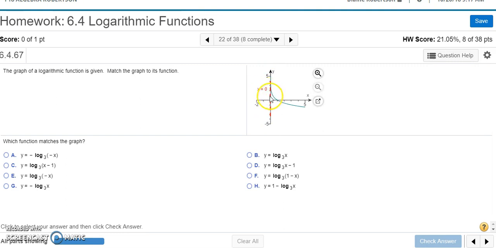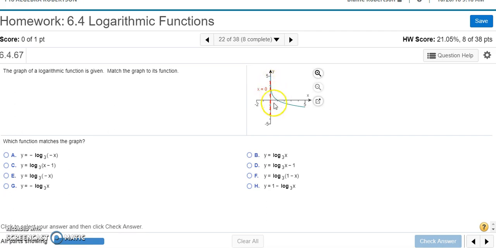So we see that it does still have that vertical asymptote of x equals 0. So that means the x's haven't been shifted left or right. So it shouldn't have any horizontal transformations. And then we see that it still crosses that point at 1, 0. It still has that original point from all of your typical logarithmic functions. So it doesn't have any vertical transformations as well.